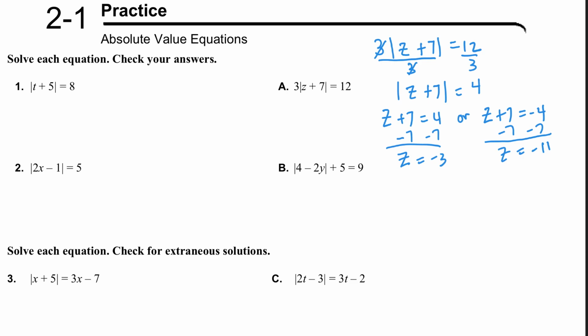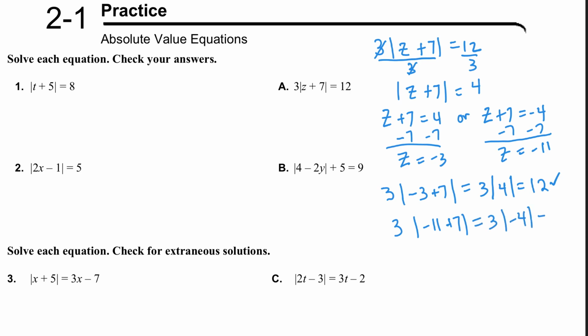So now we're going to check, and we're going to check by substituting into the original equation. So we have 3 absolute value -3 plus 7. So that's 3 times the absolute value of 4. And the absolute value is 4, so it's going to be 12, and that does check. Now we're going to check number -11. So it's going to be 3 absolute value -11 plus 7 is equal to 3 times the absolute value of -4. And the absolute value of -4 is 4, so it's going to be 12, and that does check.